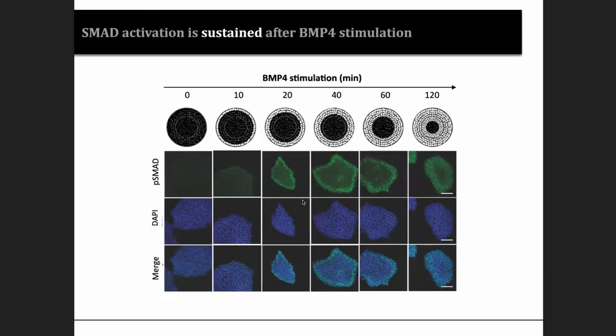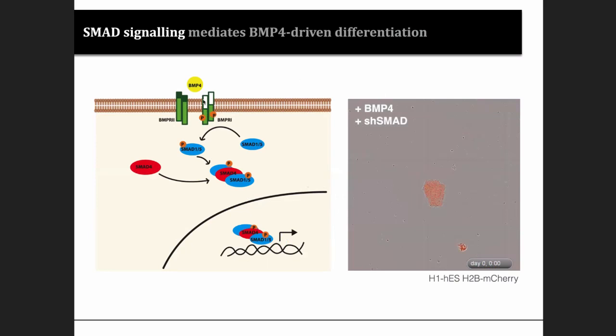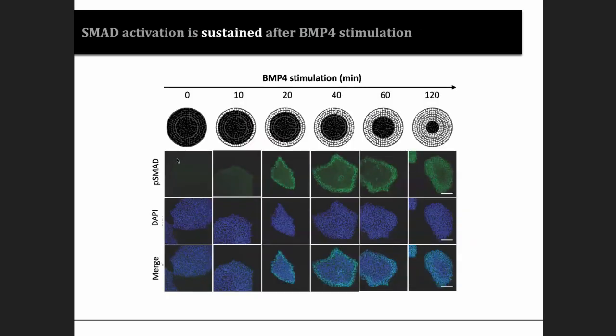So the BMP is actually transduced by the so-called SMAD transduction network. SMADs are transcription factors. They have to go into the nucleus to transcribe genes. And if you don't have SMAD, even in the presence of BMP, these colonies just continue proliferating away and the cells don't differentiate. Now, we noticed that SMAD activation was sustained after BMP stimulation. But very interestingly, it had this switch-like behavior where the cells at the periphery of the colonies got activated first, and then with time, more and more cells got activated.